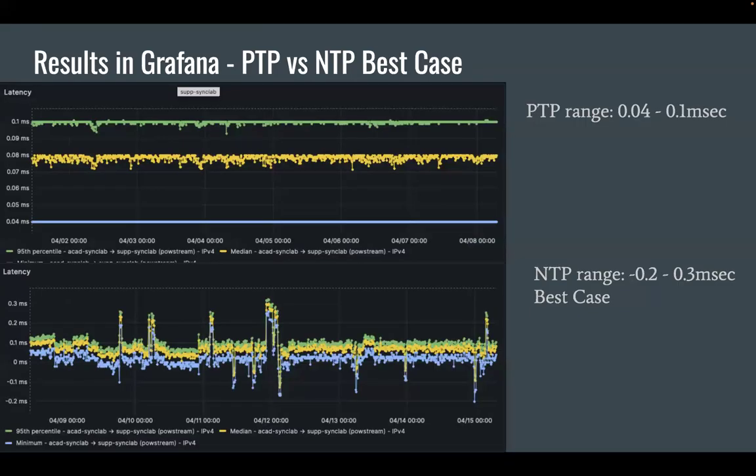So here are some graphs of the latency. The top graph is the PTP, the test running under PTP, and shows a range of 0.04 milliseconds to 0.1 millisecond. You see it's also very stable with very little variation. The graph below that is the NTP best case, and the range is from negative 0.2 milliseconds to plus 0.3 milliseconds. You'll also see that there's more variation in the results.